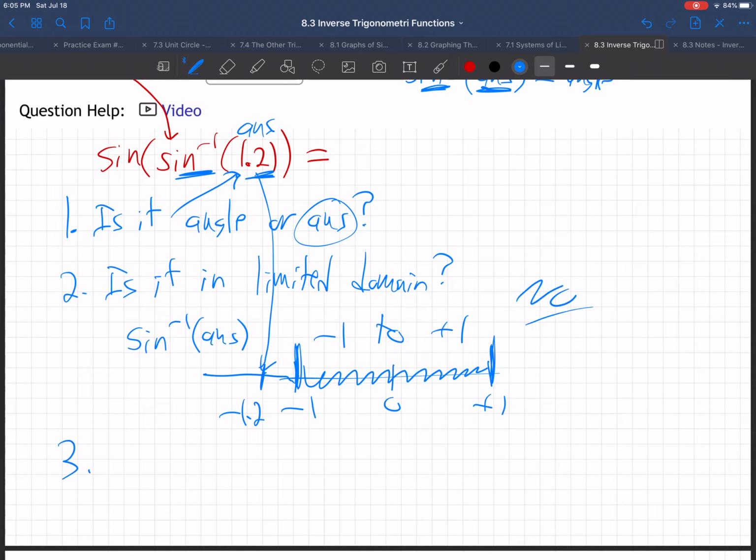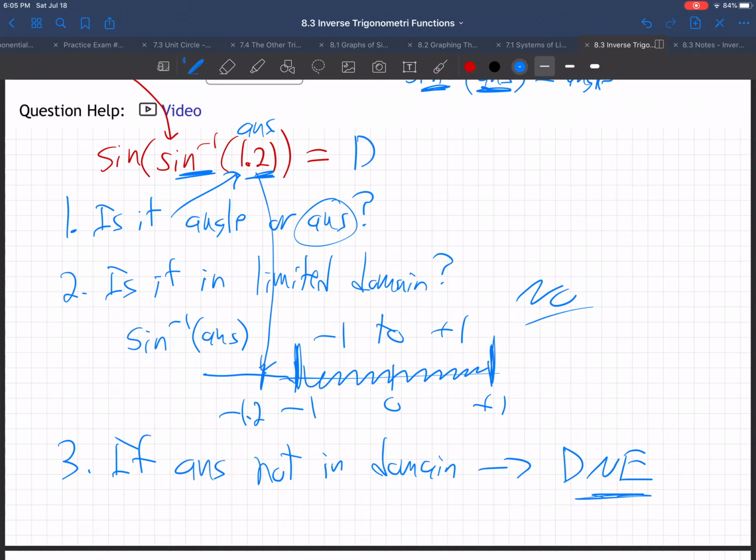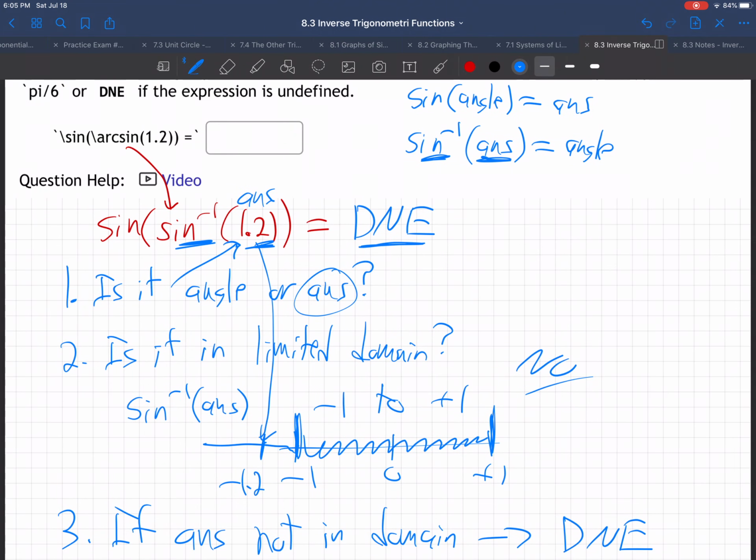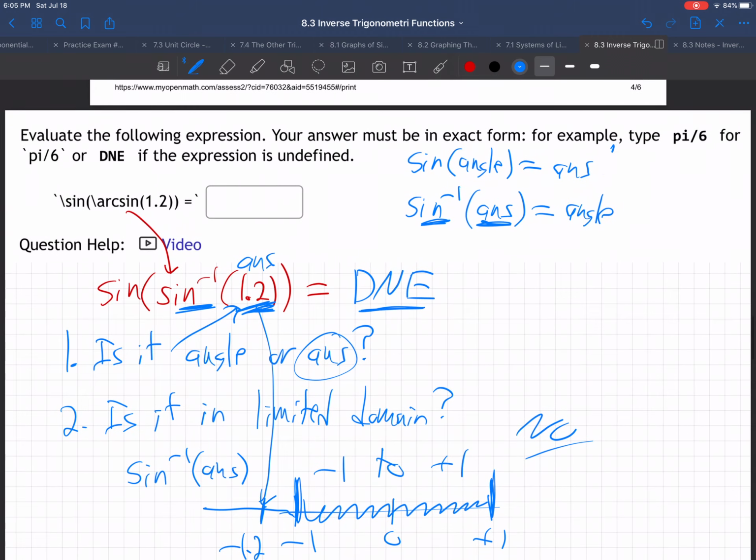So then if you read the notes, it says if you have an answer not in the domain, then the answer to this question is DNE. It does not exist. It's not possible. You can try it on your calculator. There's no way to take the inverse sine of 1.2. You can't even do the inside. Why not? Because there is no angle. You're never going to get an answer of 1.2 out of sine. There's no angle you could possibly plug in and have the sine be 1.2.